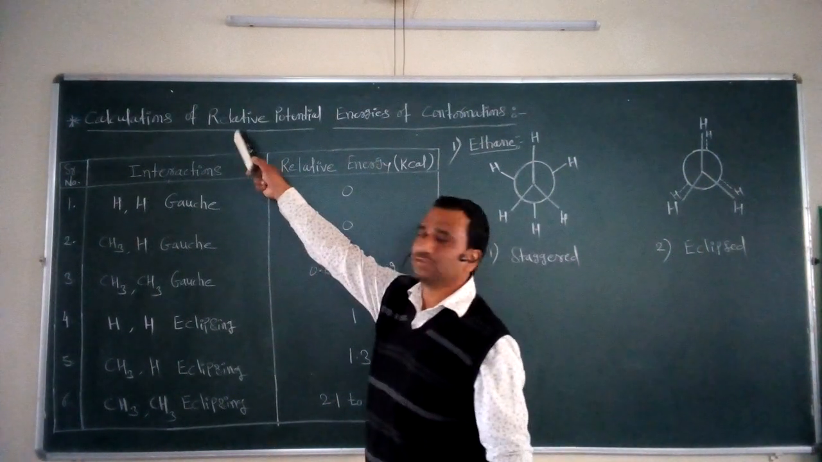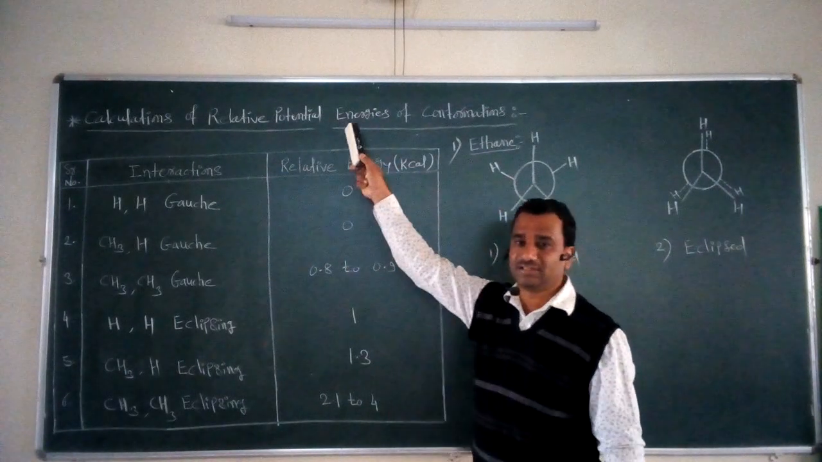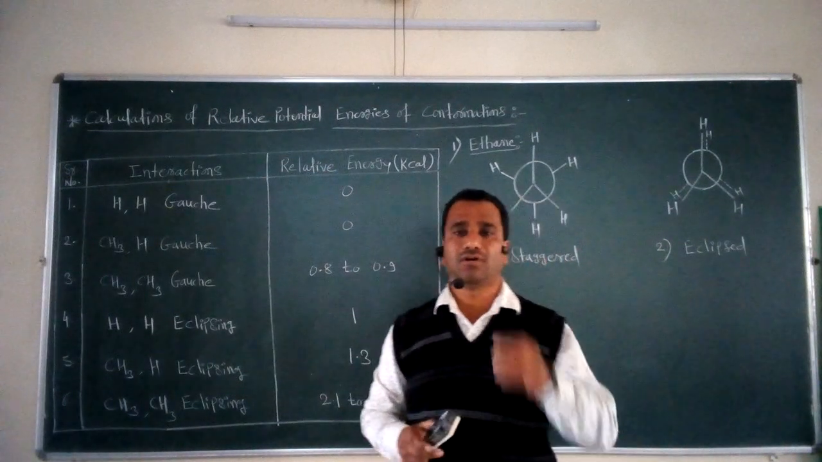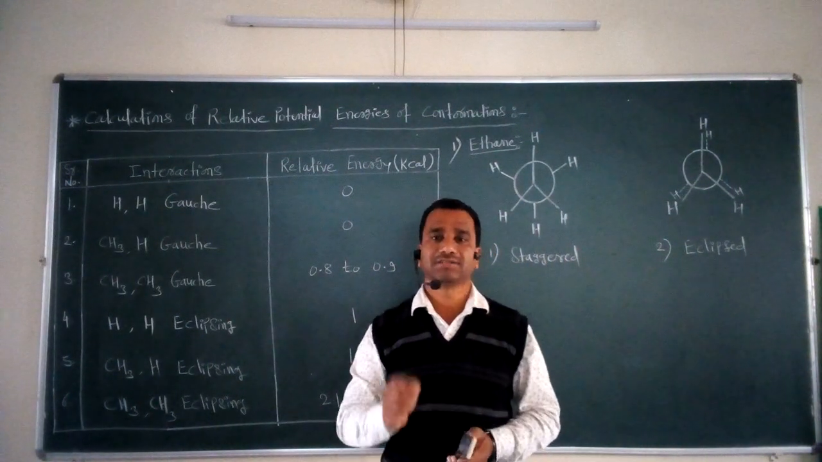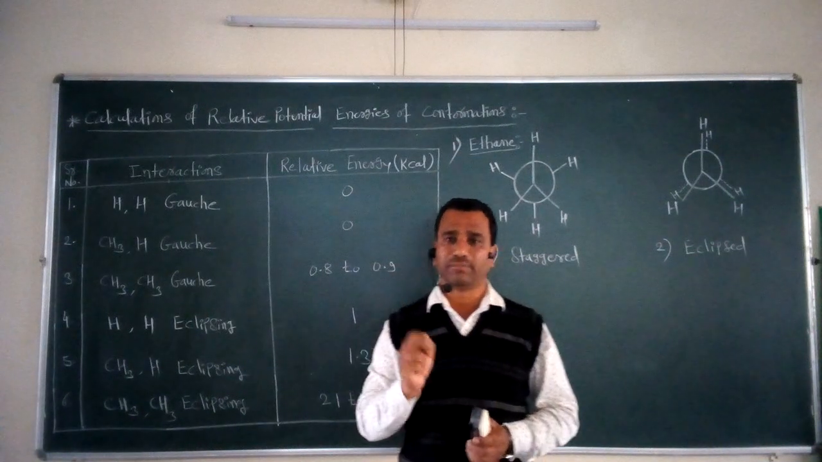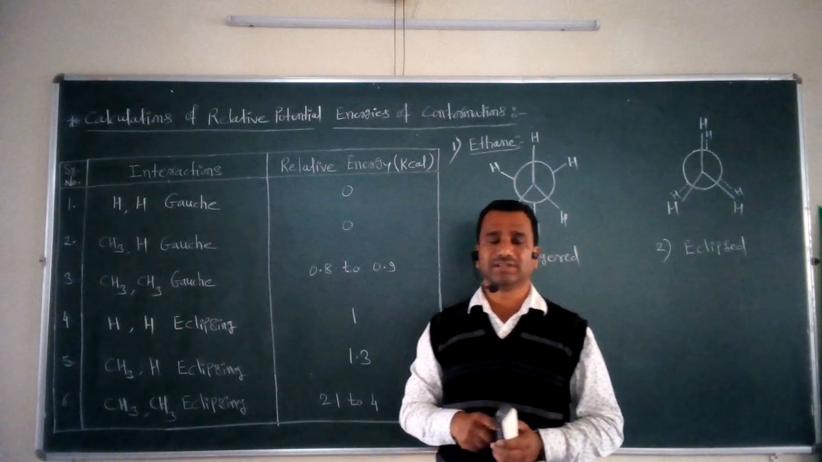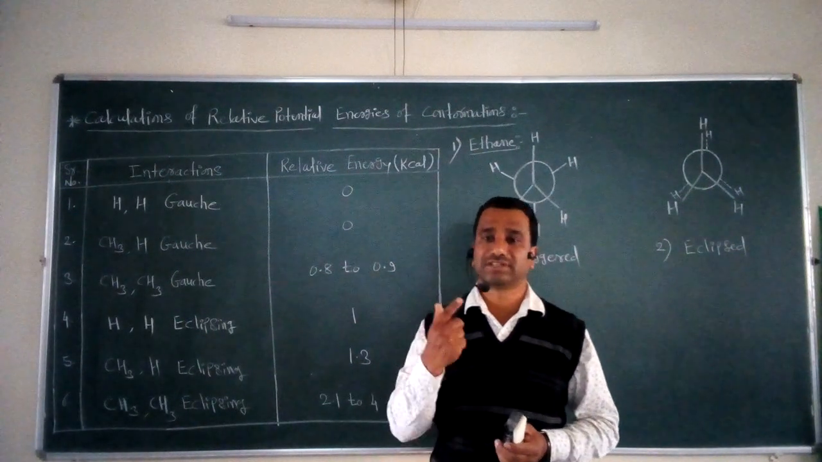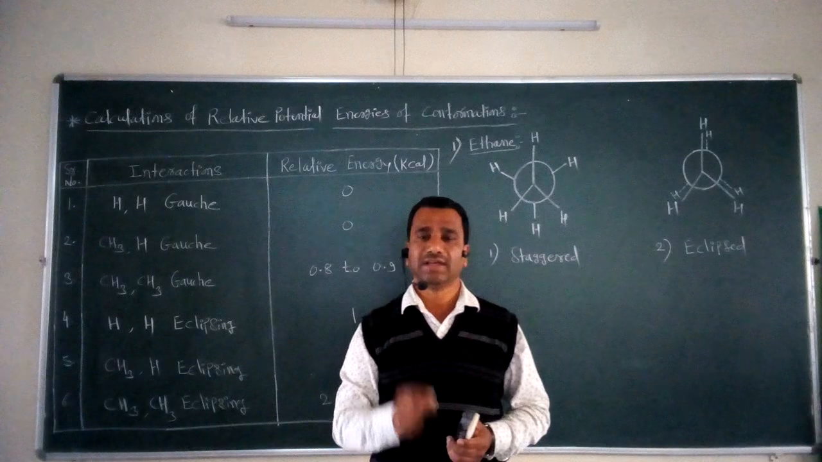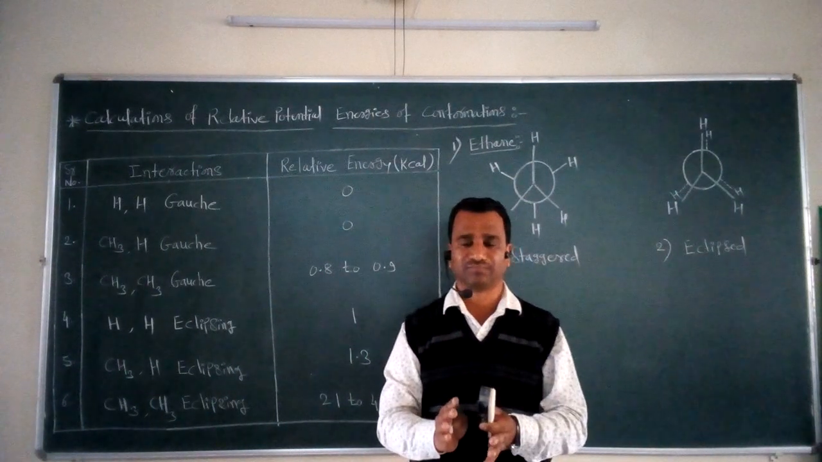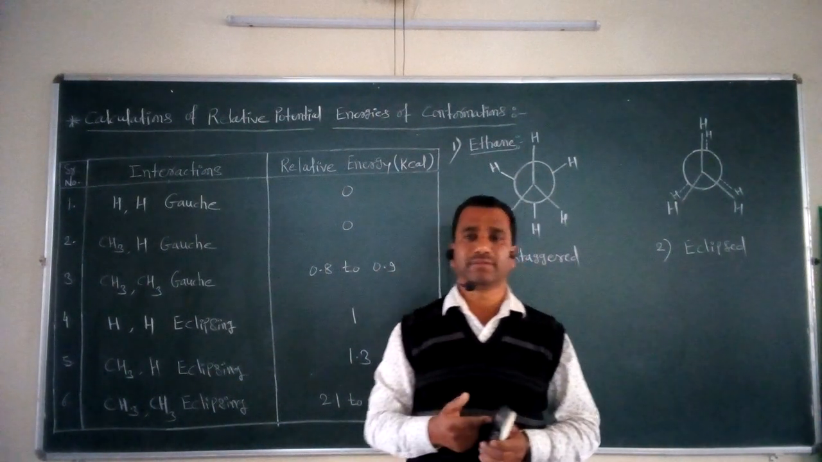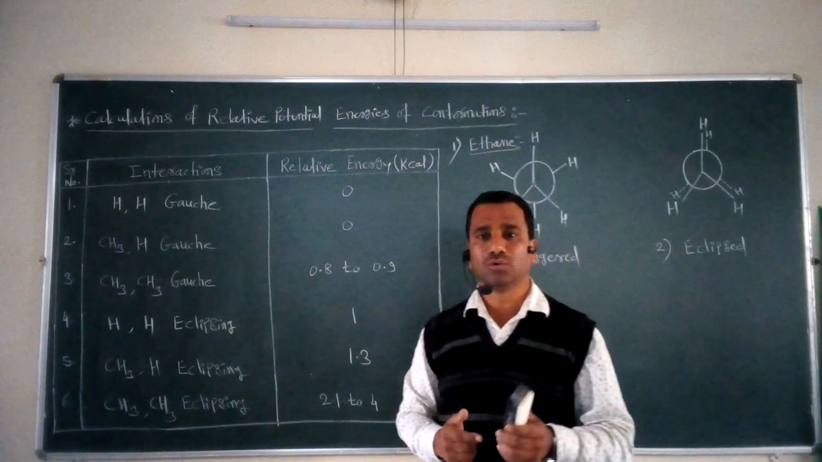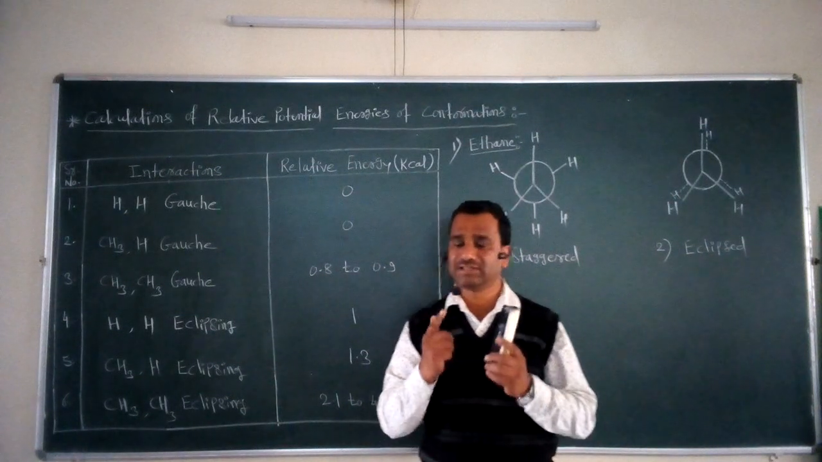That is the calculation of relative potential energies of the conformations. As far as any conformation of a molecule is considered, it has a fixed magnitude of potential energy, and that potential energy is responsible for its stability. We may comment upon the stability of a given conformation in terms of its potential energy. We know very well that the eclipsed conformation is unstable as compared to the staggered conformation due to its high potential energy content.